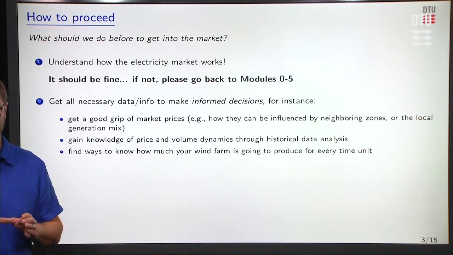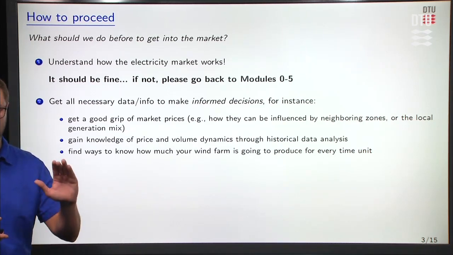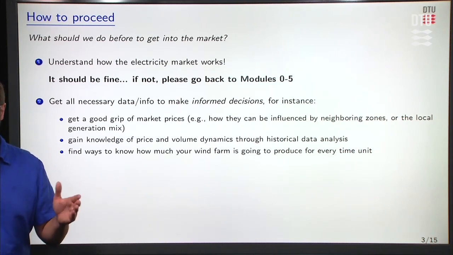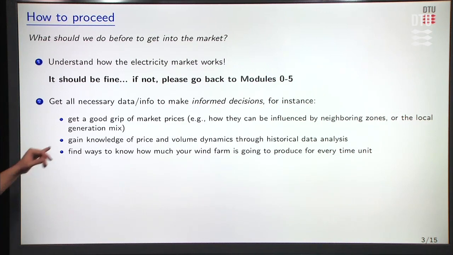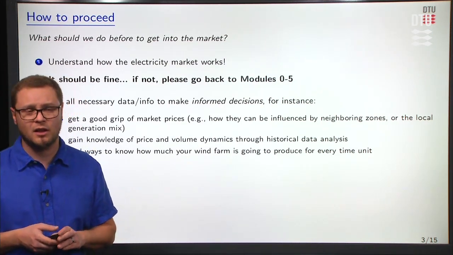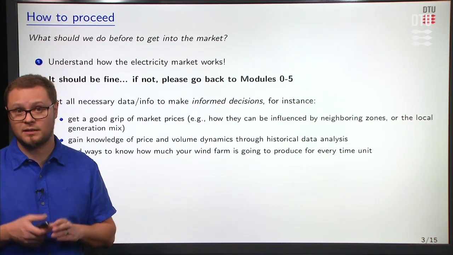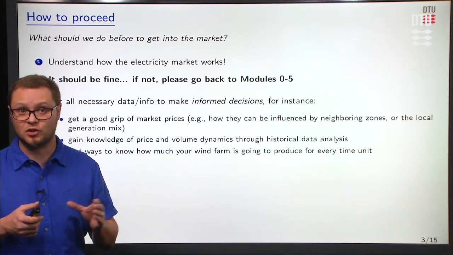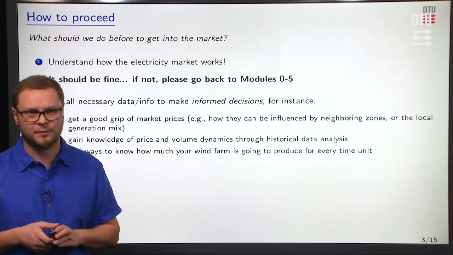They can be influenced by many things, which we discussed before. The local generation mix, that's going to shape the supply curve in the market. What's happening in the neighboring zone, since we have a coupling of the different market areas. The weather may impact prices, etc. Then we may collect a lot of data and go through some historical data analysis to have a good understanding of the price and volume dynamics. These prices and volumes may have clear trends, clear seasonality, and we could use this knowledge to our advantage.